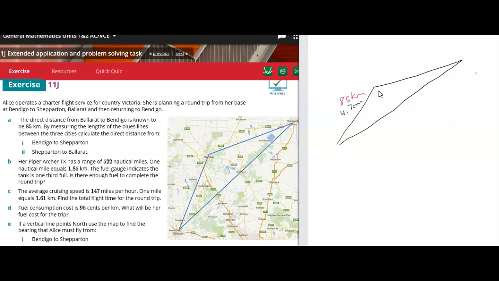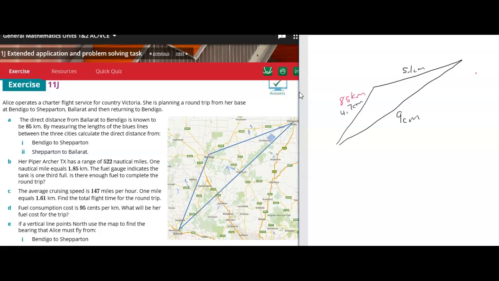Now, from Bendigo to Shepparton, we've got 5.1 centimetres. And then from Ballarat to Shepparton is, oh, is that exactly 9? Nice if it was 9 centimetres. Okay, so I've got 9 centimetres here.